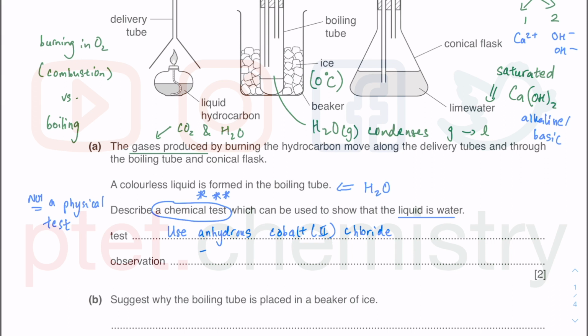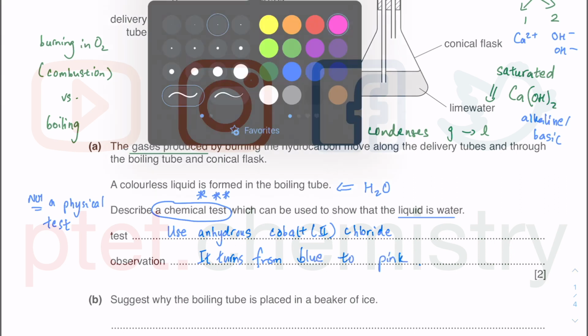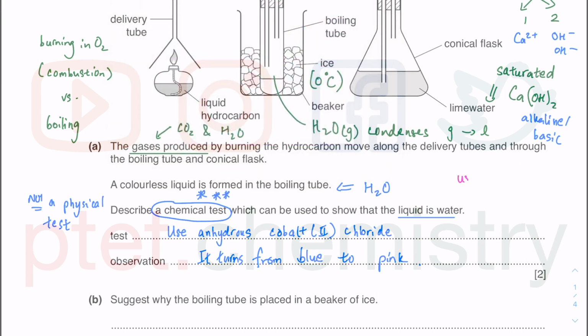So it turns from blue to pink. Blue is the original color. It turns from blue to pink. Okay, so some people would like to use the other option. The other option is to use anhydrous copper 2 sulfate, CuSO4, copper 2 sulfate is Cu2+, SO4 2-, and this is one of the practicals on reacting masses or gravimetric analysis.